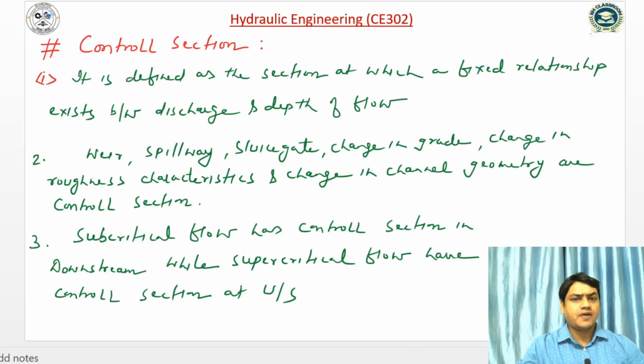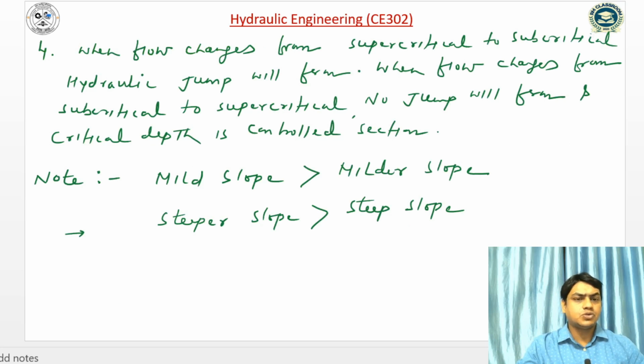Control section is defined as the relationship between the discharge and depth of flow. Weir, spillway, sluice gate, change in grade, change in roughness characteristics, and change in channel geometry are control sections. Subcritical flow has control section in the downstream, while supercritical flow has control section on the upstream side. When flow changes from supercritical to subcritical, a hydraulic jump will form, and when flow changes from subcritical to supercritical, no jump will form, and critical depth is the control section.